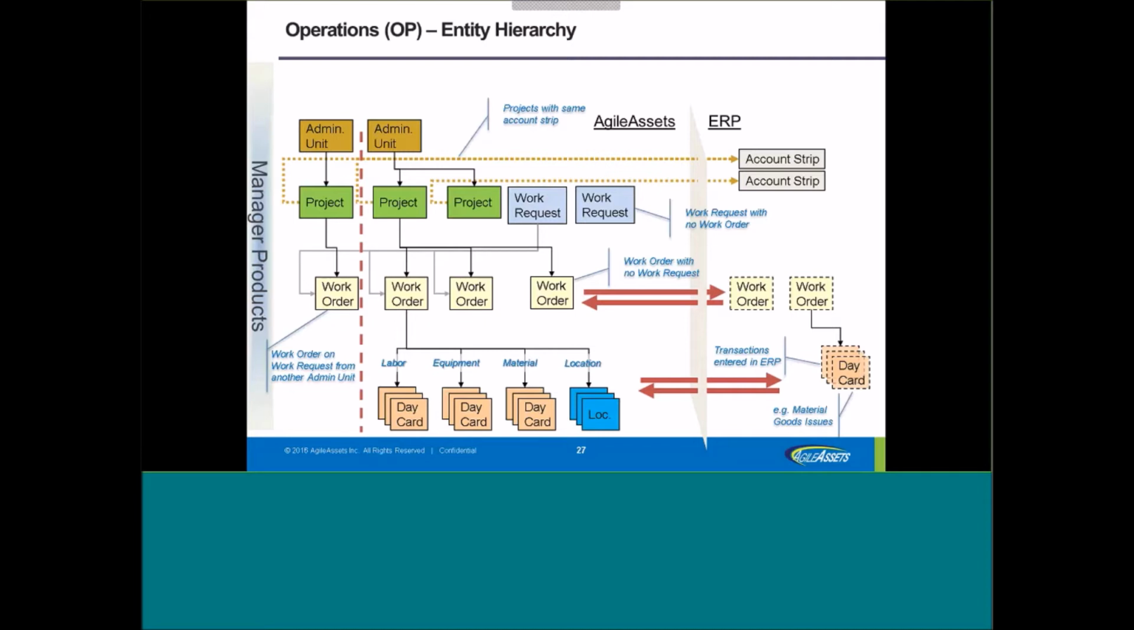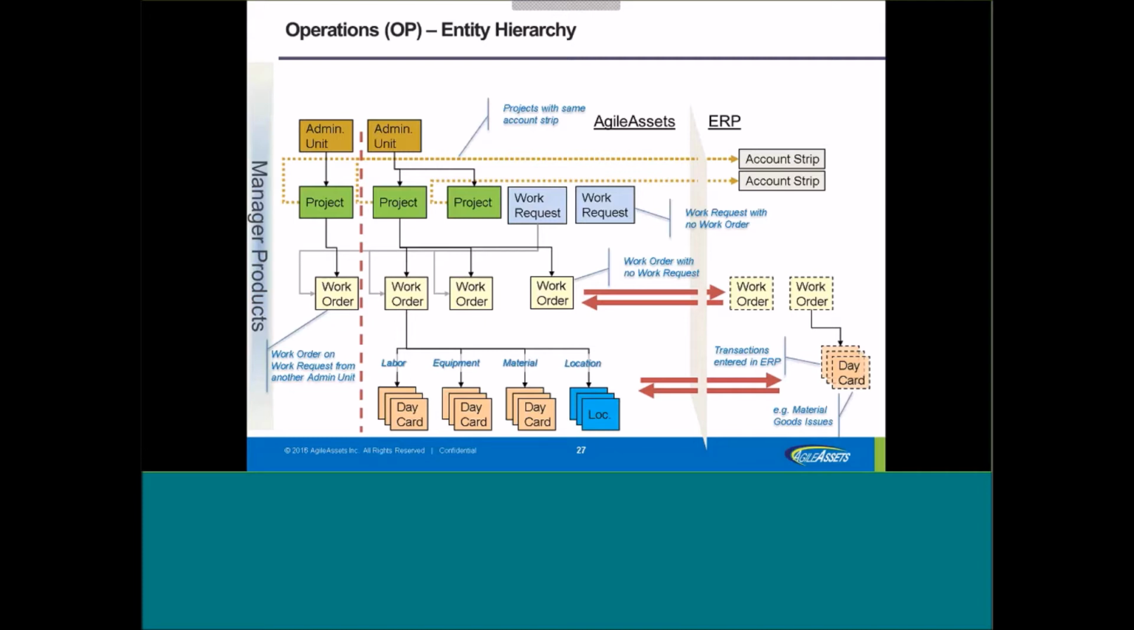Projects aren't really shared between admin units. On the right-hand side there, at that same level, you have these other cost buckets called work requests. The most obvious use of them is if somebody wants a particular job done, they can put in a work request, and then you can create multiple work orders under that work request. But they can also be used as cost buckets, where you can say, I've got all these different work orders under this one work request. How much did that work request cost me at the end of the day?